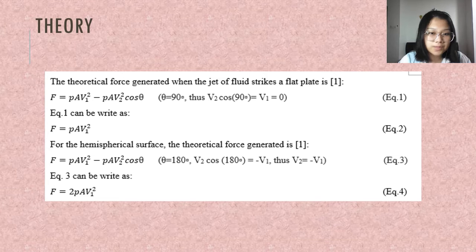For the hemispherical surface, the theoretical force is F equals rho a v1 squared minus rho a v2 squared cos theta. Here theta is equal to 180 degrees, so v2 cos theta is equal to negative v1. From here, equation 3 can be simplified as F equals 2 rho a v1 squared.